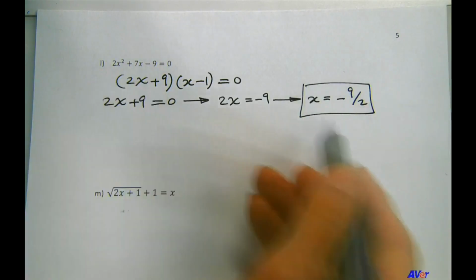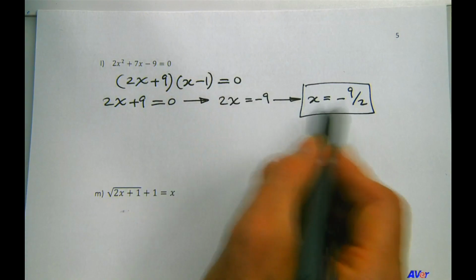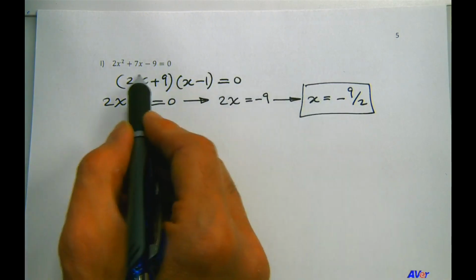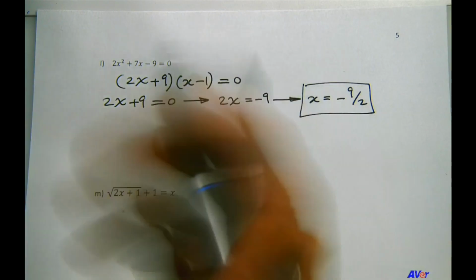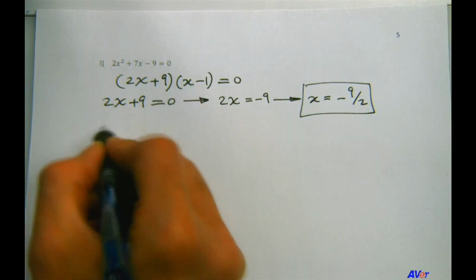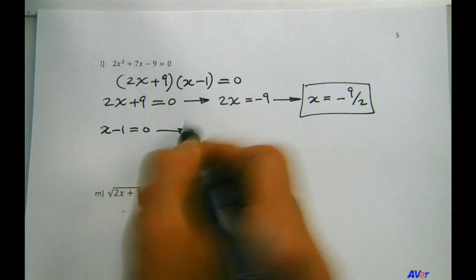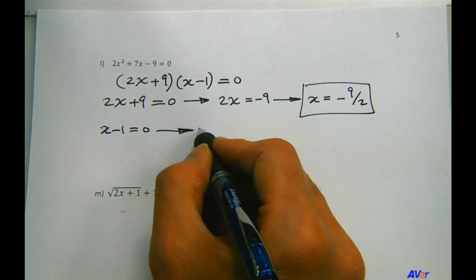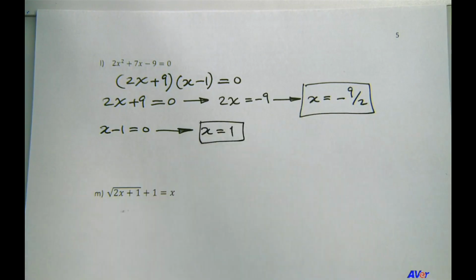So if we had a fraction of some kind and x was in the fraction, I would make sure that value of x is not making the fraction's denominator equal to 0. So just remember that, please. With x minus 1, I'm asking you to remember this because in the future we will use that. It will come in handy. So x equals 1. Okay.